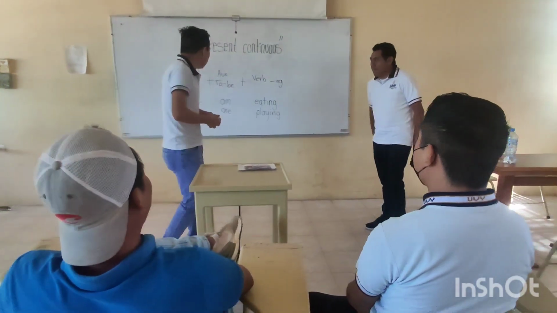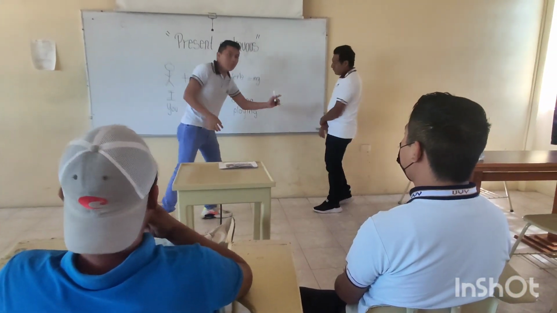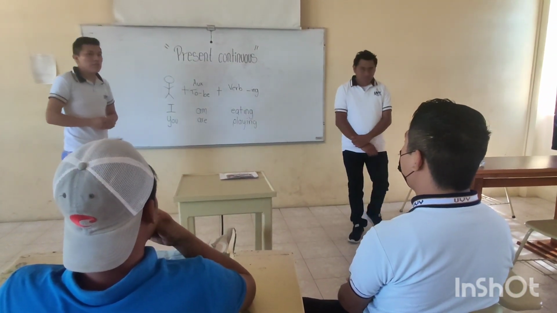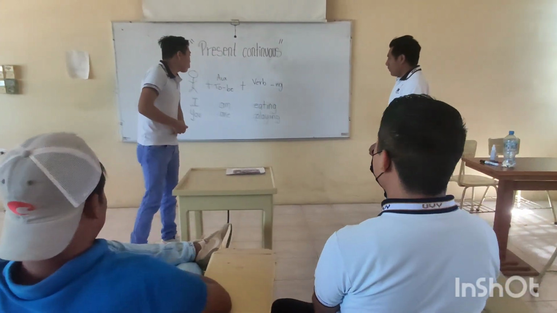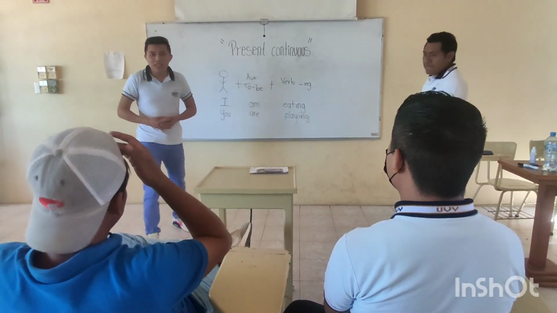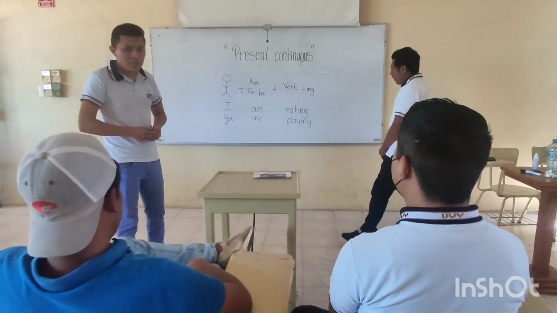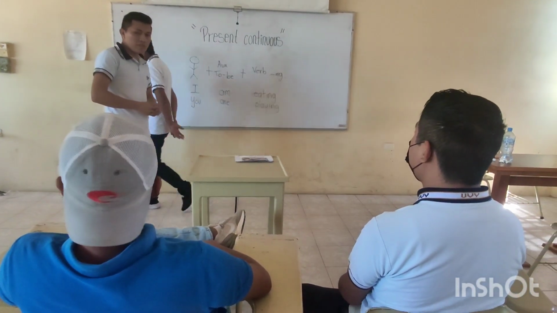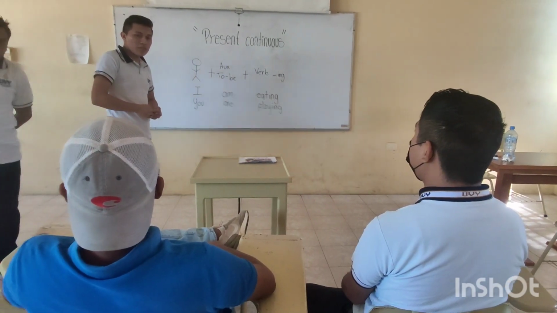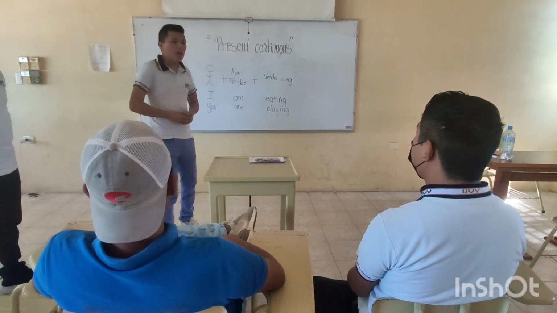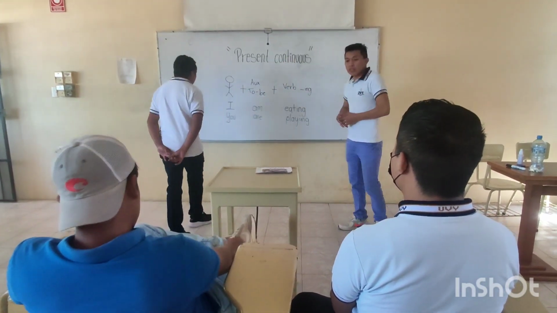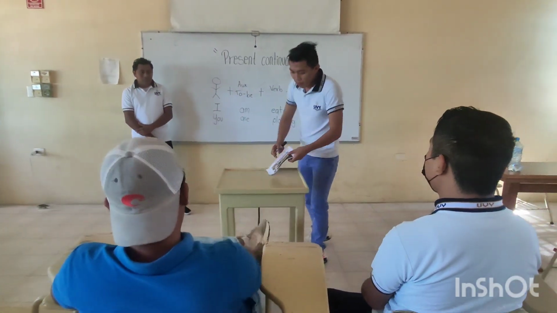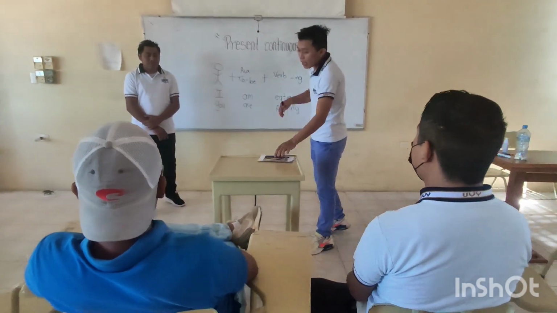And Christian, can you give me an example with a complement? I am cooking in the restaurant. Oh, excellent. With another verb? I'm cooking apples. Apples. Okay, excellent. The present continuous is very easy to use with the vocabulary we saw in the last class.